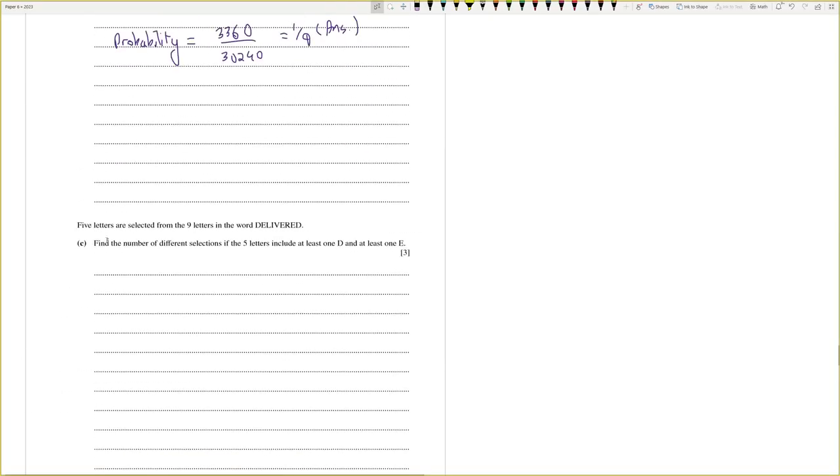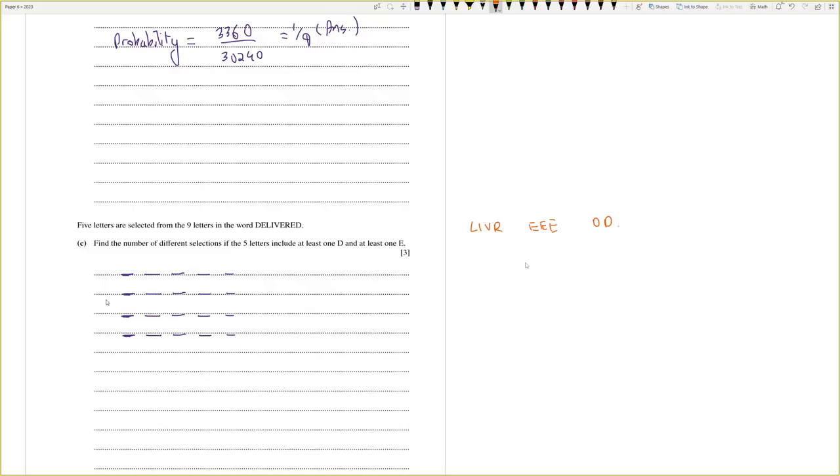Let's do this. 5 letters are selected from the 9 letters in the word delivered. Now find the number of different selections if the 5 letters include at least one D and at least one E. So we are choosing 5: 1, 2, 3, 4, 5. So let's do this step by step, okay? Don't rush. We have access to L, I, V, R, we have access to triple E and to D's.